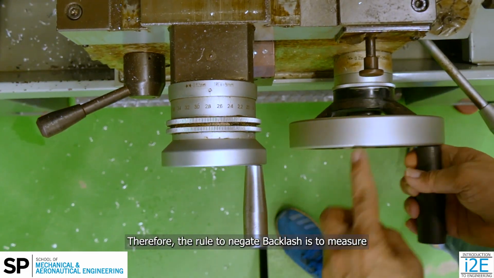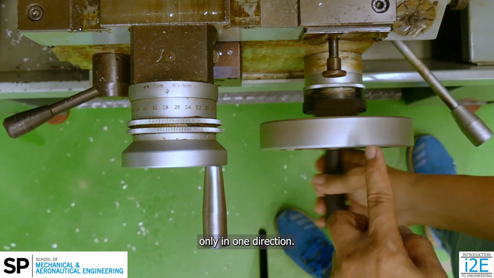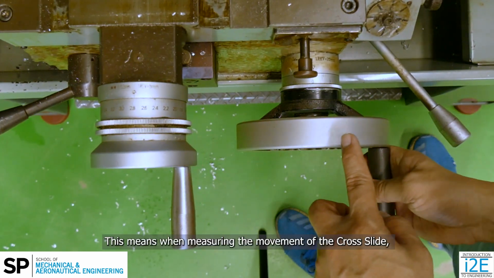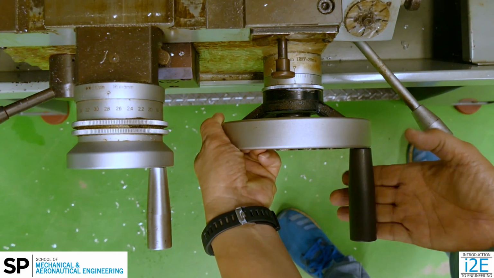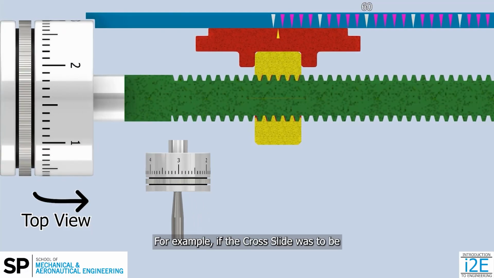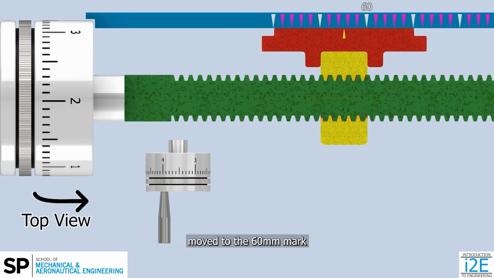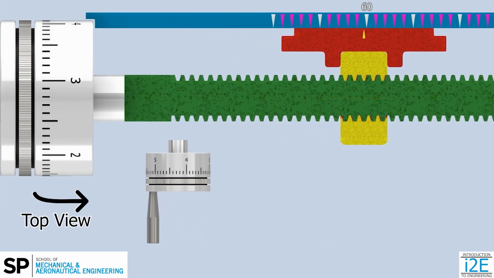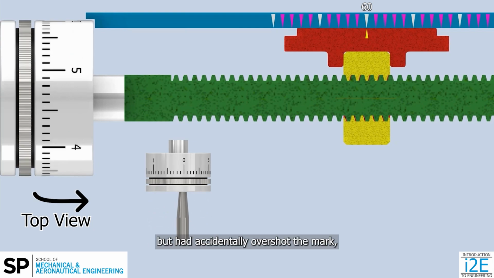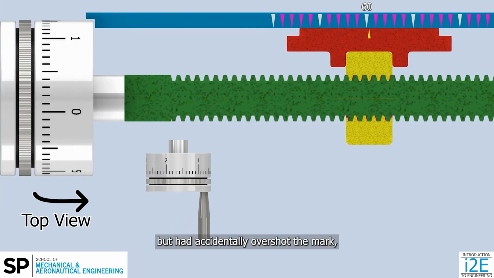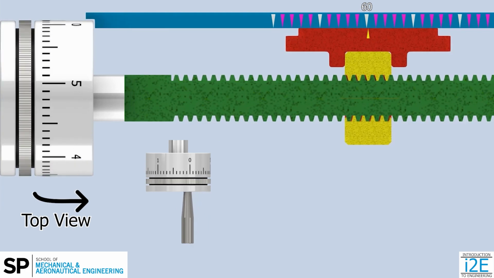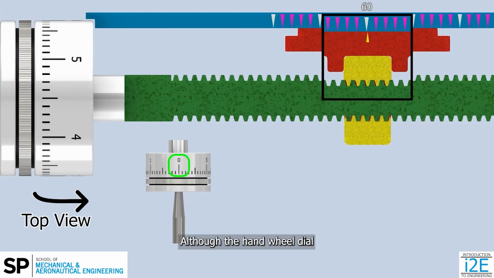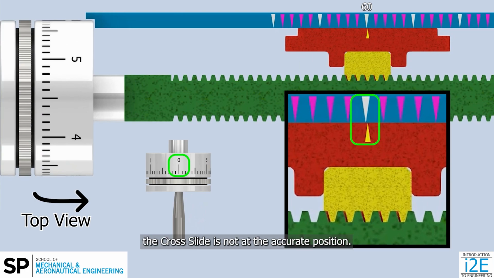Therefore, the rule to negate backlash is to measure only in one direction. This means, when measuring the movement of the cross slide, do so in only one direction. For example, if the cross slide was to be moved to the 60 mm mark, but had accidentally overshot the mark, do not simply move it back to the 60 mm mark. Although the handwheel dial shows the correct dimension, the cross slide is not at the accurate position.